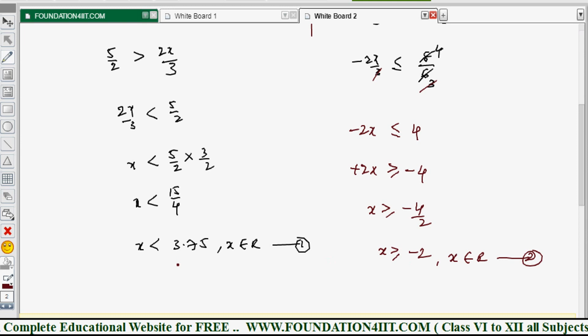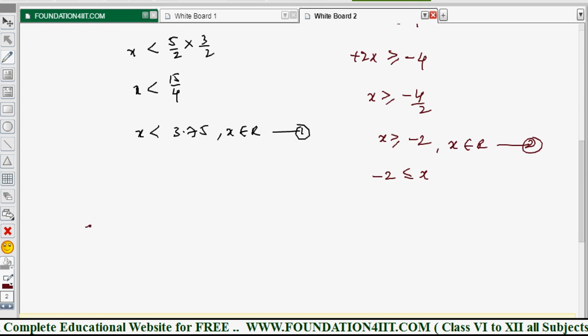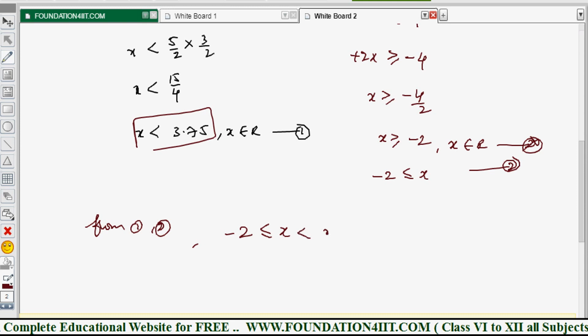So two conditions here: x is less than 3.75 and x is greater than or equal to minus 2. So from this both, if x is greater than or equal to minus 2, it means minus 2 is less than or equal to x. So from 1 and 2, minus 2 less than or equal to x, and again x is less than 3.75. That means x is between minus 2 and 3.75, where x belongs to real numbers. Okay, this is the solution set.